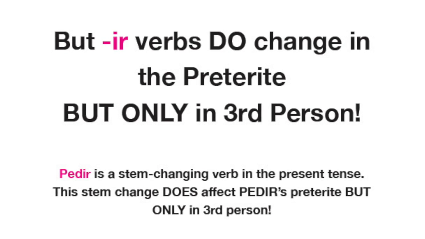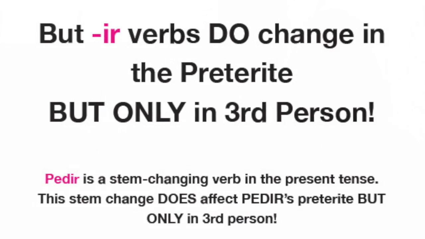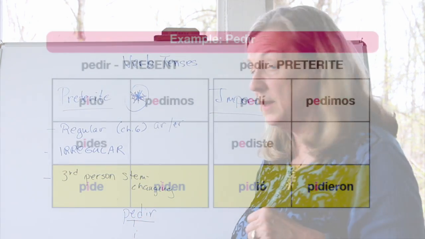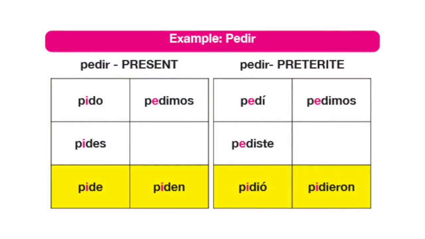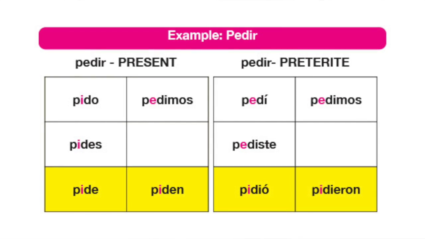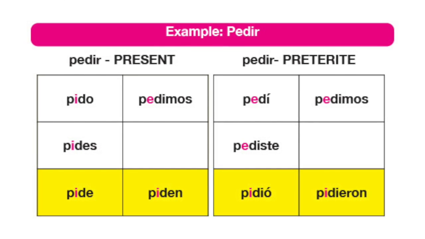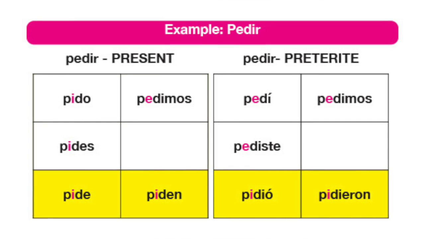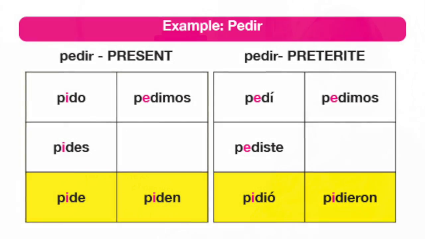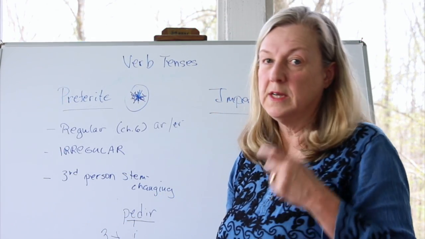So let me just give you this one example, and you can go by this one example. Pedir means to ask for. So in the present tense, that E changes to what? It changes to an I. Okay? So pido, pides. Right? It changes to an I. Well, in the preterite, it'll change also, but only in the third person. Number 1 and 2 won't do it, but number 3 will do it. So, yo pedí, tú pediste, él pidió. Nosotros pedimos, ellos pidieron. So third person only, you get that strange stem change.